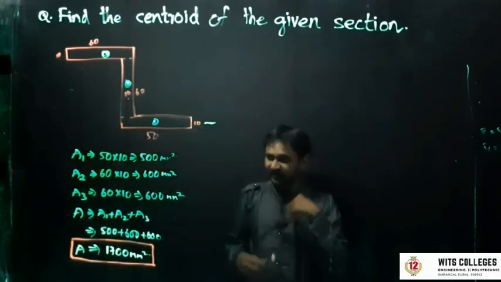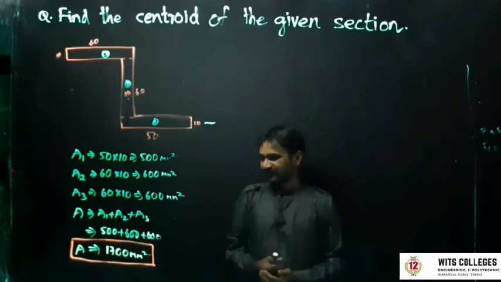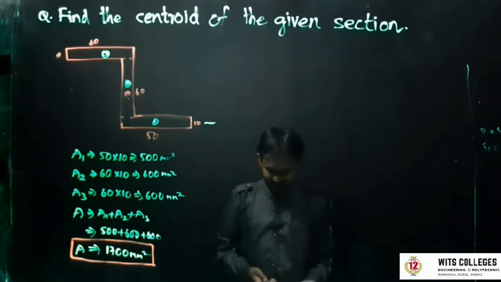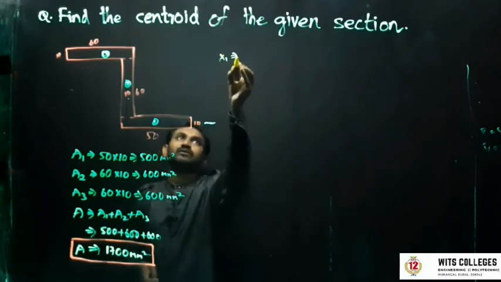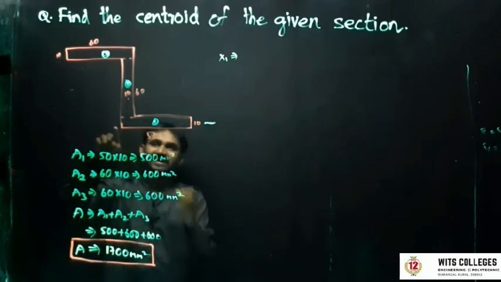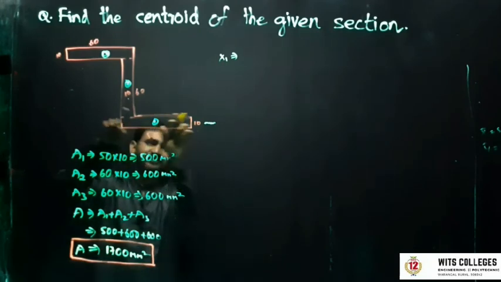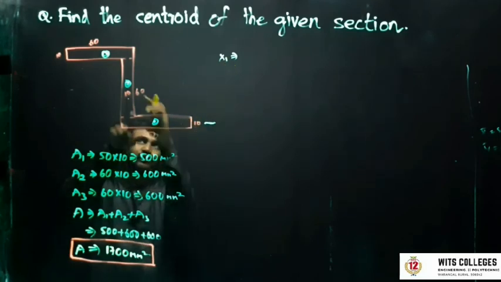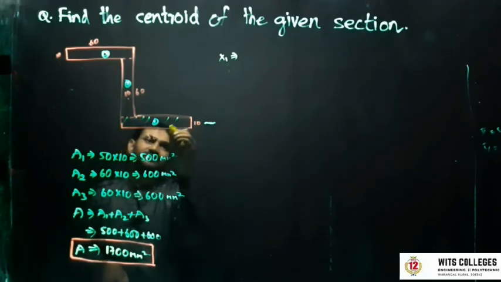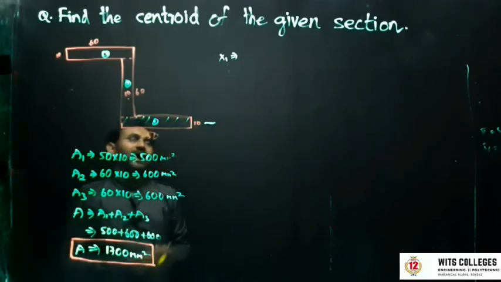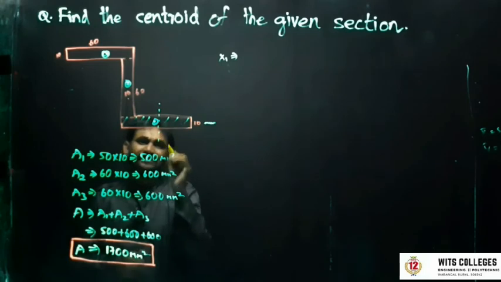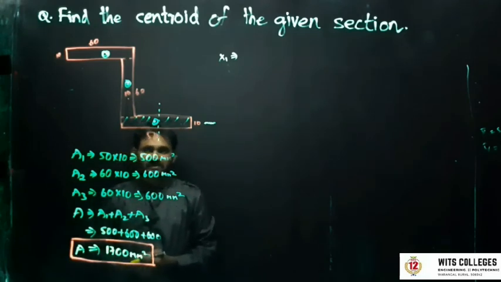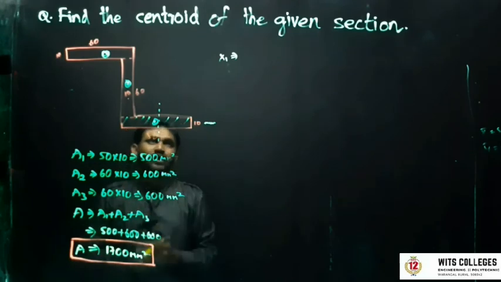Now let's find x1, x2, x3. Here x1 equal to, where 1 indicates figure number 1, 2 indicates figure number 2, 3 indicates figure number 3. So this is my area of figure number 1. I want x. When I want x, I cut that figure in the vertical direction. So this will be 50, and 50 by 2 is 25.